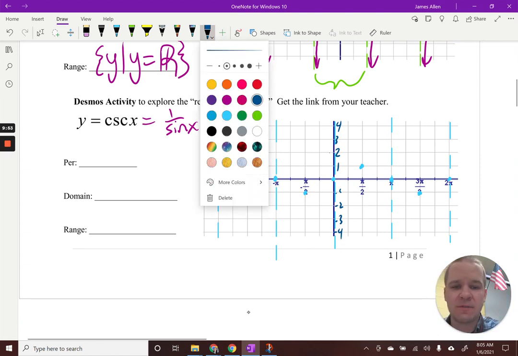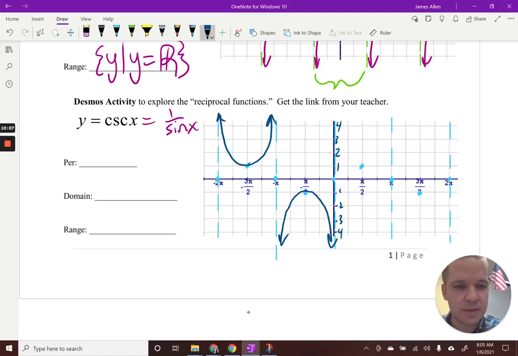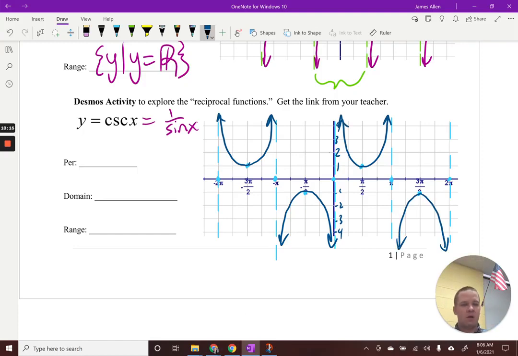And now what's going to happen here is if I were to plug in some numbers closer to those asymptotes, what I'd start to see is that I'd get this wonderful U-shaped looking thing going on here in each one of these spots. If you properly did that Desmos activity, you would have seen this as well. But there we go. We've got our wonderful cosecant graph. It's the reciprocal of sine.